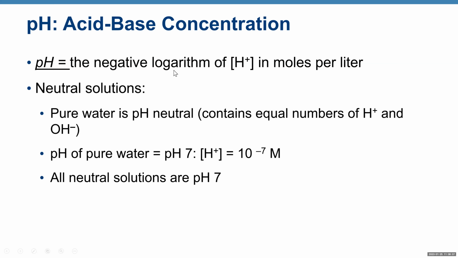And because it's a negative logarithm, look what happens. So over here, pure water, pH is neutral. The pH of pure water is 7. All right, so that means it's 10 to the power of -7 moles per liter. All neutral solutions are pH 7.